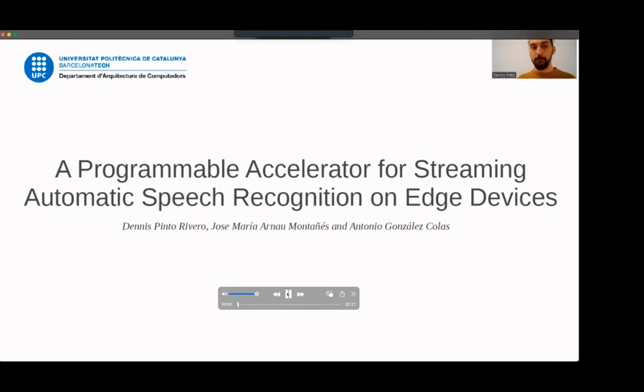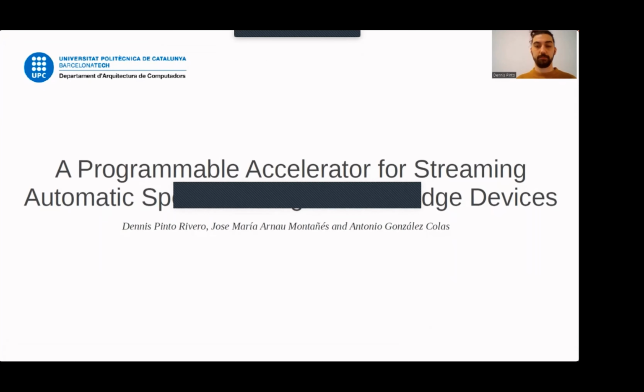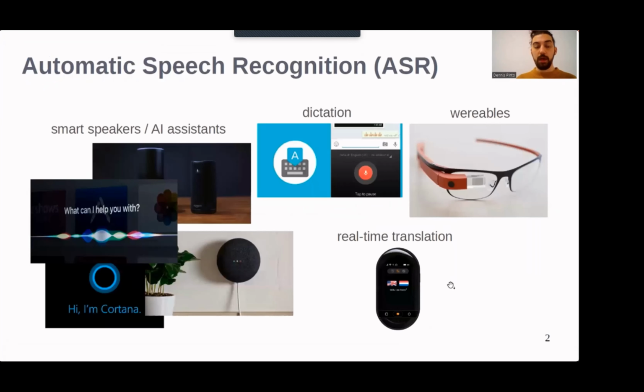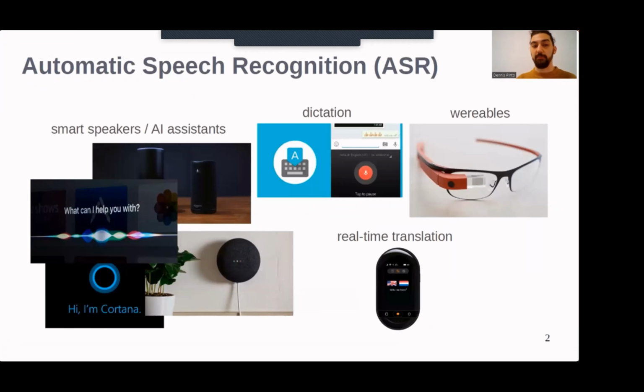Hello everyone and welcome. I'm Dennis Pinto. In this session I will present our paper, a programmable accelerator for streaming automatic speech recognition on edge devices. Automatic speech recognition, or ASR for short, is quickly becoming a mainstream technology, as we can see in these common examples of applications. These include smart speakers and AI assistants, dictation engines, devices for real-time language translation, and speech-powered wearable devices.